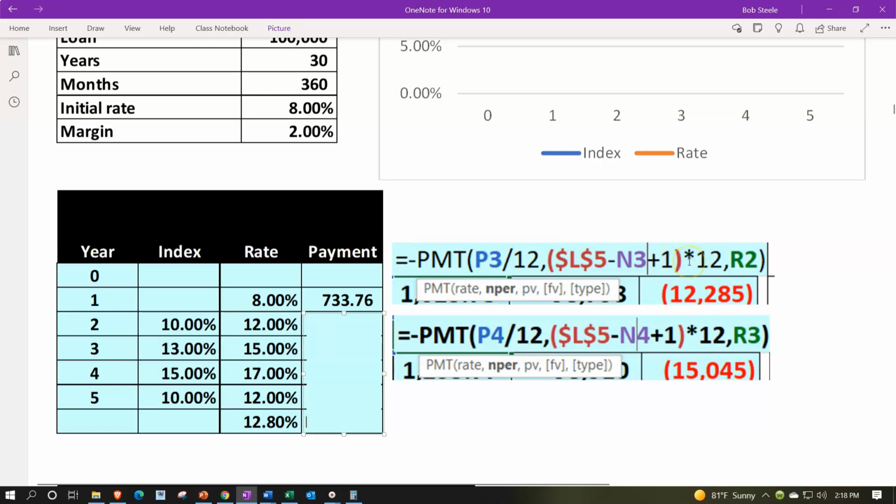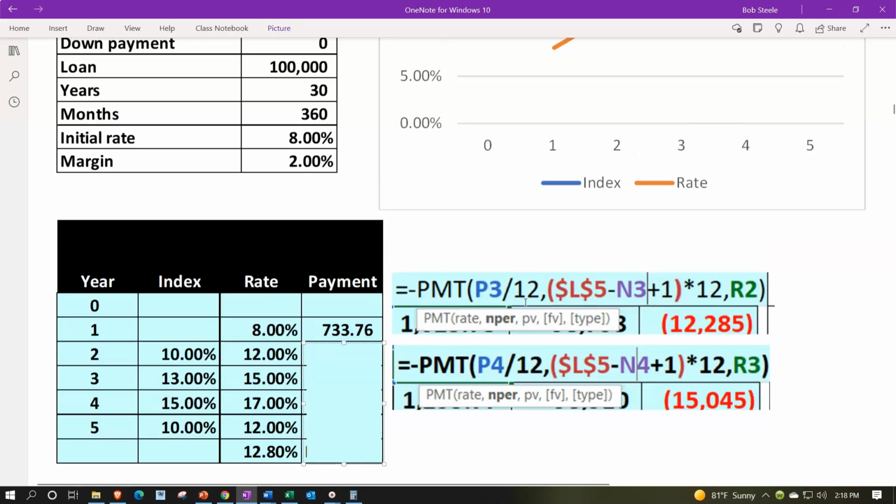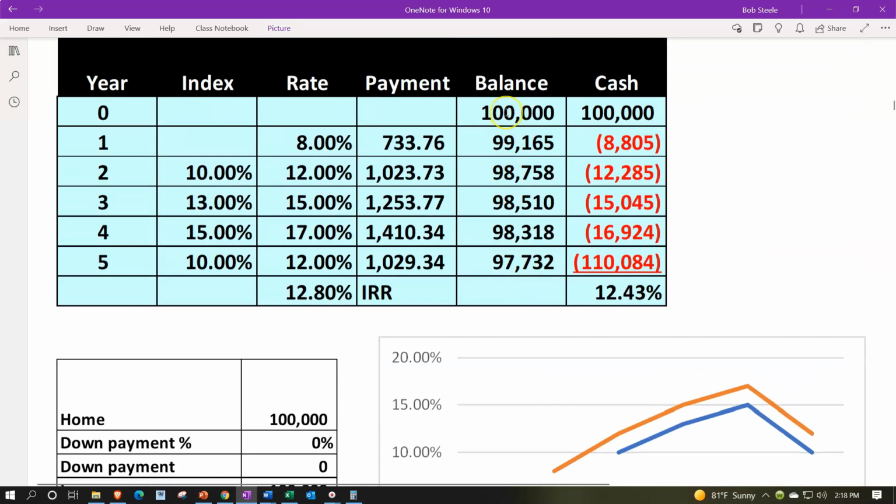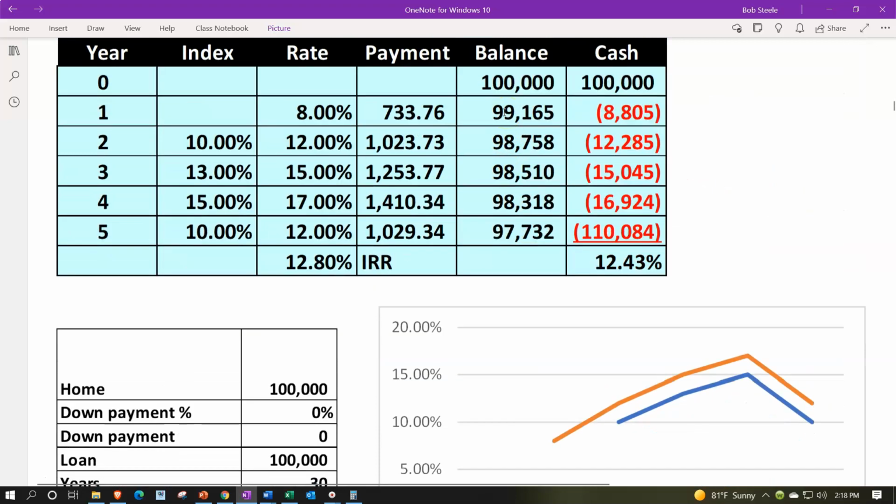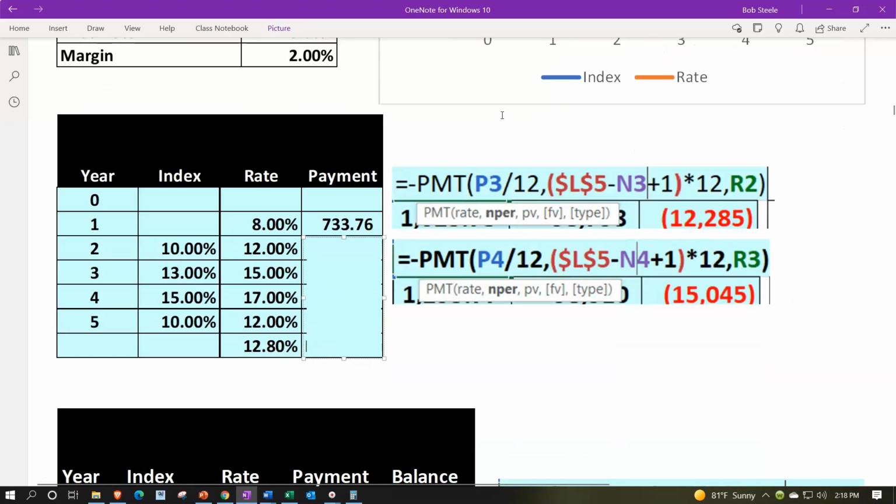Close up the brackets, we multiply it times 12, because now we looked at the years and we need the months. So we multiply it times 12, then comma, the present value. Then the present value is going to be the loan amount, which you can't see right here, but it would be the prior balance of the 100,000 in that case. And so, that's going to be the first one.